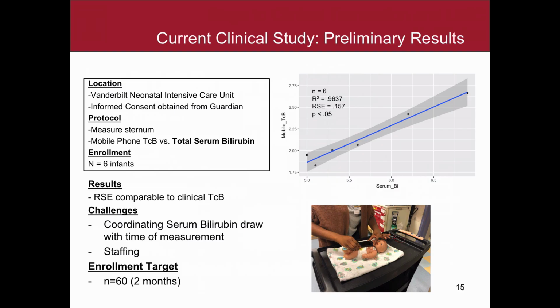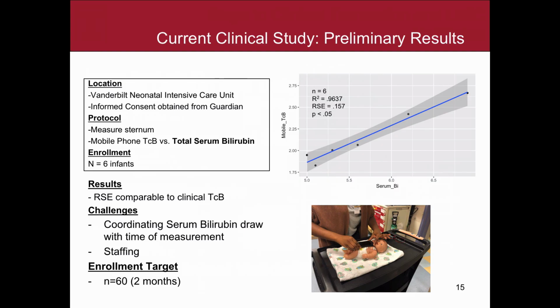Some of the challenges we faced were coordinating our serum bilirubin draws with our measurements. In our study, we wanted to make sure we correlated our results with total serum bilirubins within an hour, and at the site that we were using, it was quite complicated in the fact that coordinating with nurses who were taking the serum bilirubin draws at like 3 in the morning, and then our nurse who was using the phone measurements, and who also had to consent the evening before with the parents.